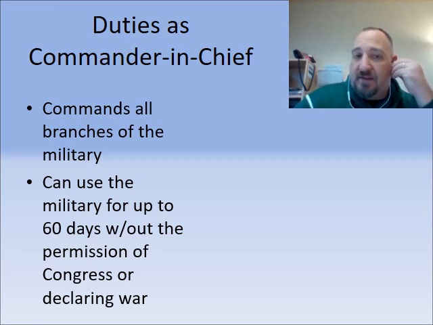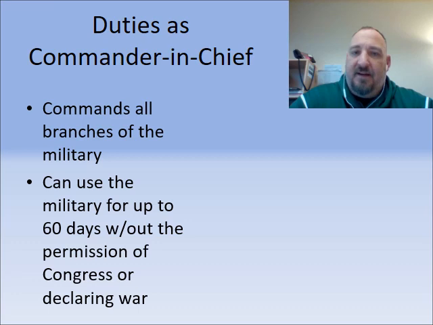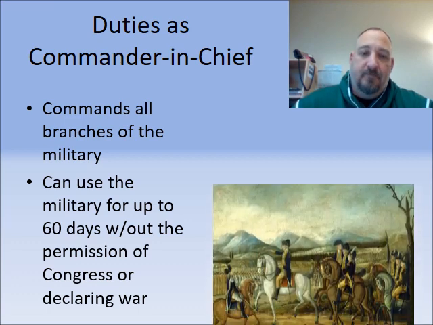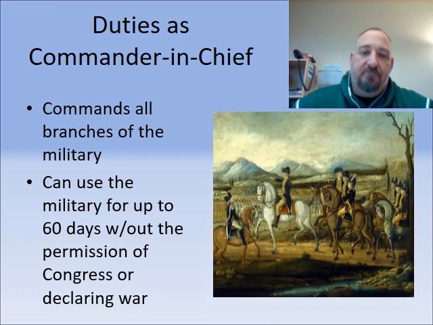An example of this would be during the Vietnam War. The United States never officially declared war in Vietnam. What it was, was a series of essentially 60-day permissions by the president to send troops over there. You don't see this anymore, but here, this picture shows George Washington as president. This has to do with the Whiskey Rebellion, which is something we'll touch on in class.